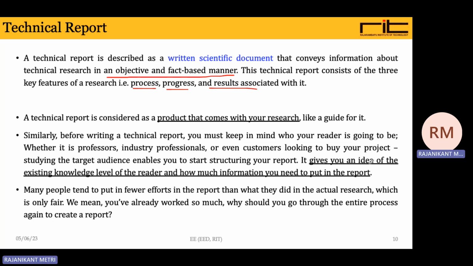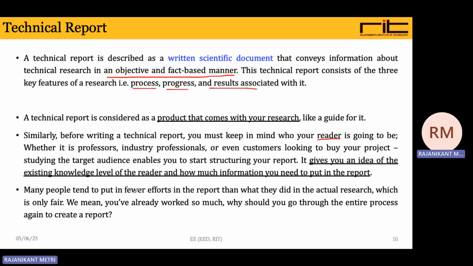So it gives you an idea of the existing knowledge level of the reader, and how much information you need to put in that report. One cannot put in all the information if, suppose, professors are the readers. One need not put in the fundamental things which have already been published or which are already in textbooks or reference books. So accordingly we need to prepare. Therefore, who your reader is, is important before writing the technical report.